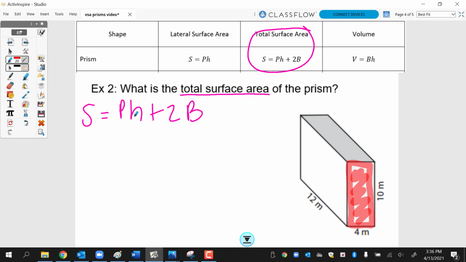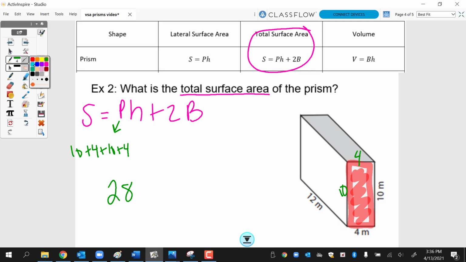So I need to do capital P is the perimeter of that base. So we need to add all the sides together. Now I know 10 and 4, but I need to know this side and this side. Well, I know this side is 10 and this side on top is 4. So we got to do 10 plus 4 plus 10 plus 4. Okay, we would type that in Desmos. If you do not know, you would type it in, you would get 28.